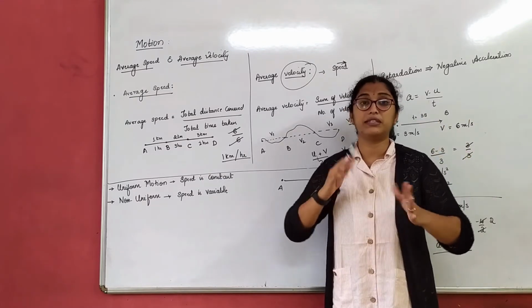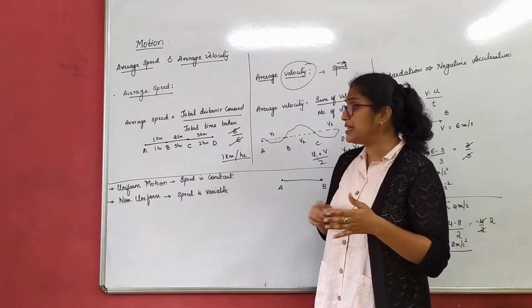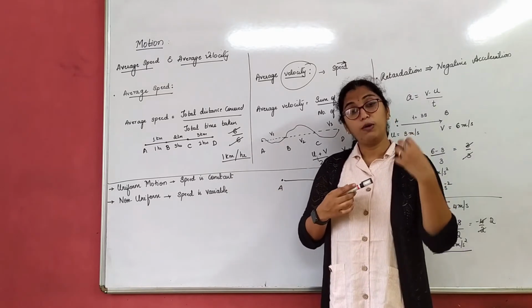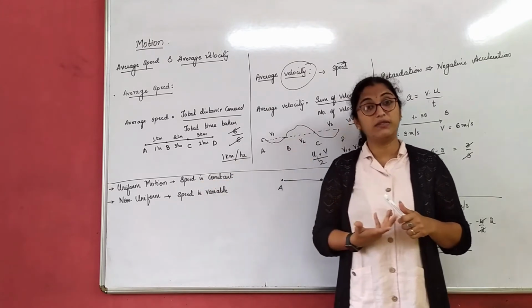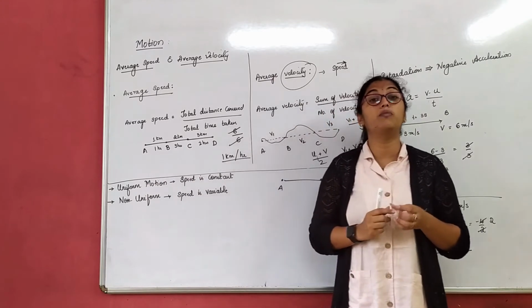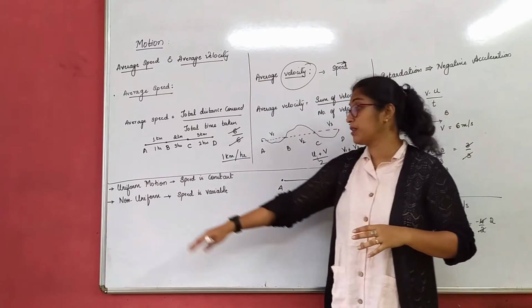How is the road, how is the climatic condition, how is the traffic flow, etc. That means how do we define uniform motion? If an object is traveling equal distance at equal intervals of time, we say the body is moving with a uniform motion. It is moving equal distance in equal intervals of time.